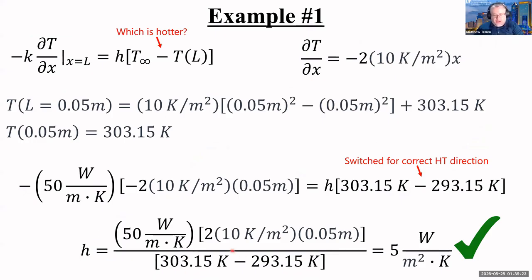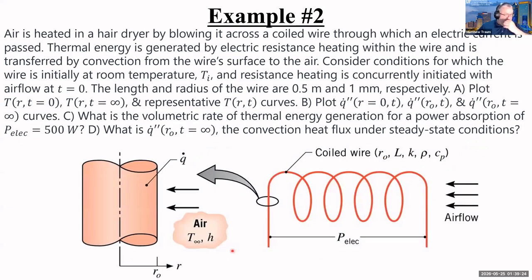Okay. All right, so we got that one figured out. Let's do the next one. Okay, so example 2. We have air, and it's heated in a hair dryer, so something hopefully most of you are familiar with, by blowing it across a coiled wire, usually nichrome wire, through which an electric current is passed. Thermal energy is generated by electric resistance heating within the wire, and is transferred by convection from the wire surface to the air.